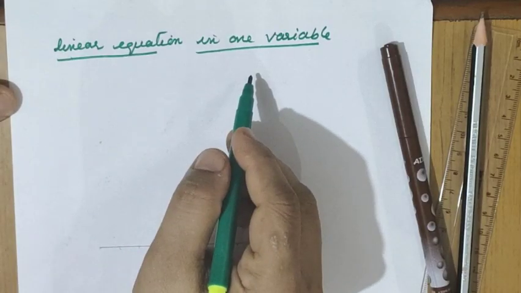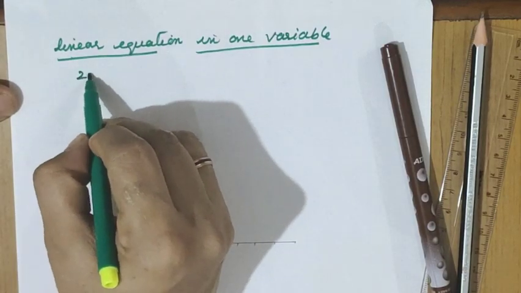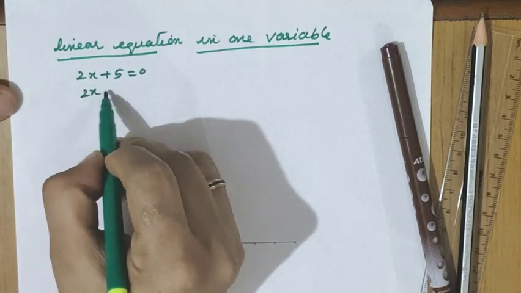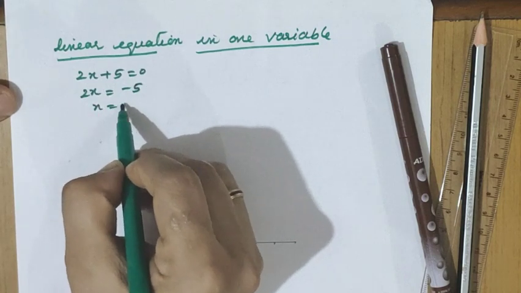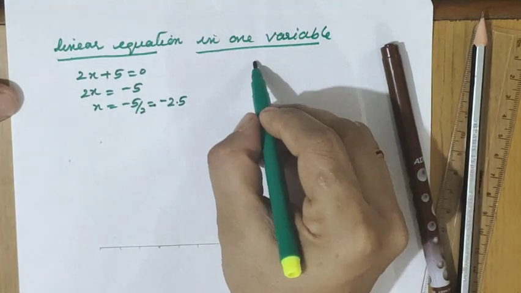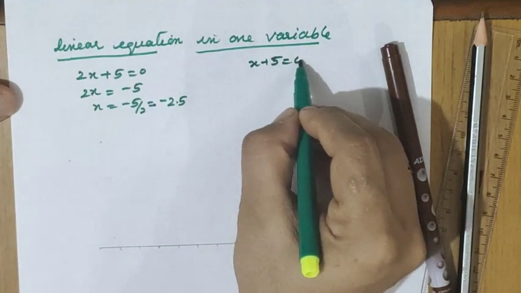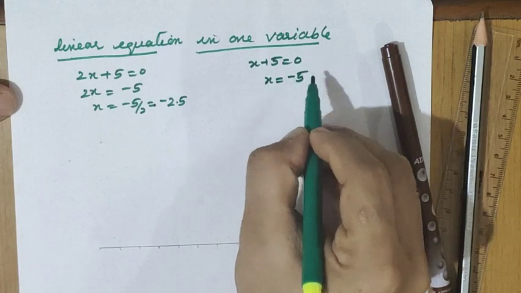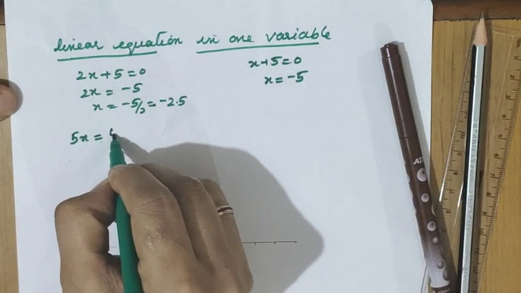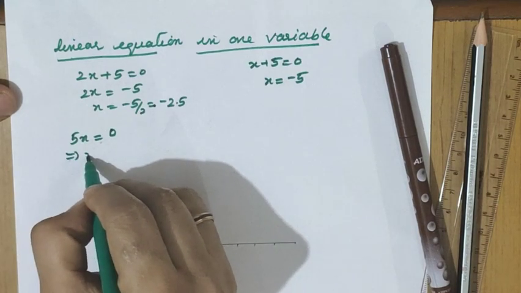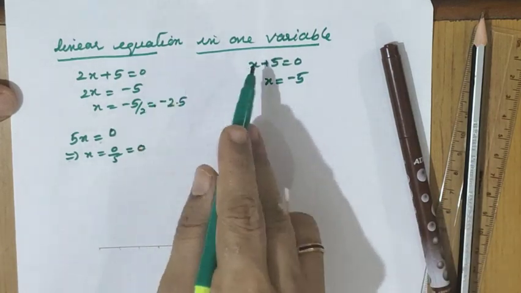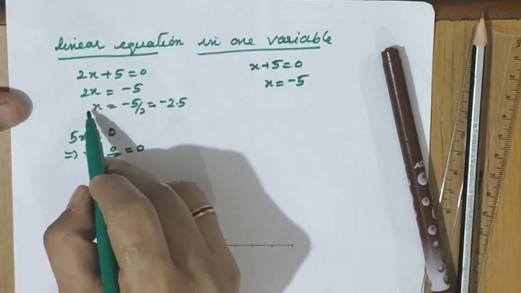Now linear equation in one variable, how its solution is: 2x plus 5 equal to 0. What is x? 2x equal to minus 5, x equal to minus 5 by 2, or we can say minus 2.5. Similarly, x plus 5 equal to 0. What is the solution here? x equal to minus 5. Now 5x equal to 0. What is x then? x equal to 0 by 5 equal to 0. So when we are taking a linear equation in one variable, you are getting one solution only.